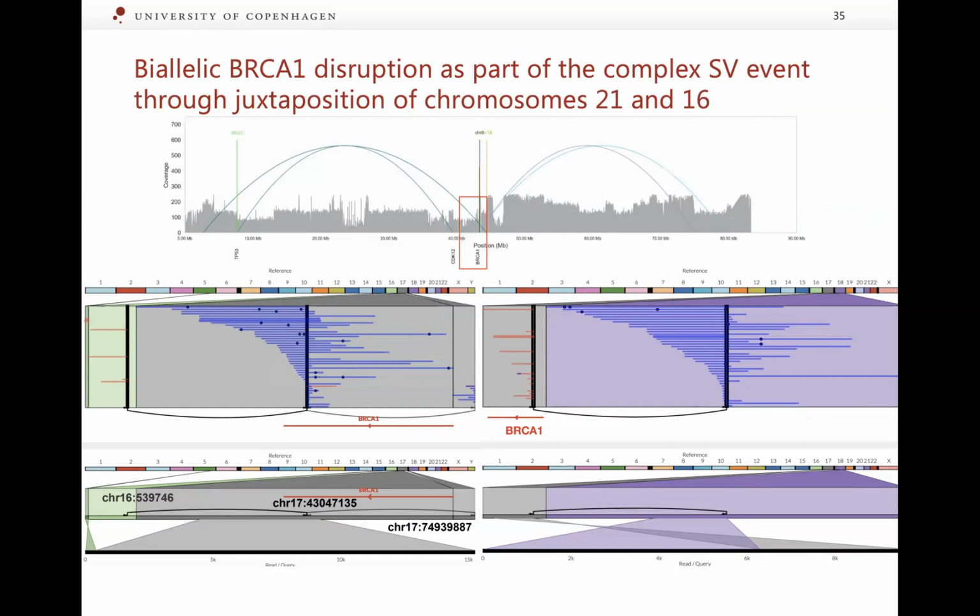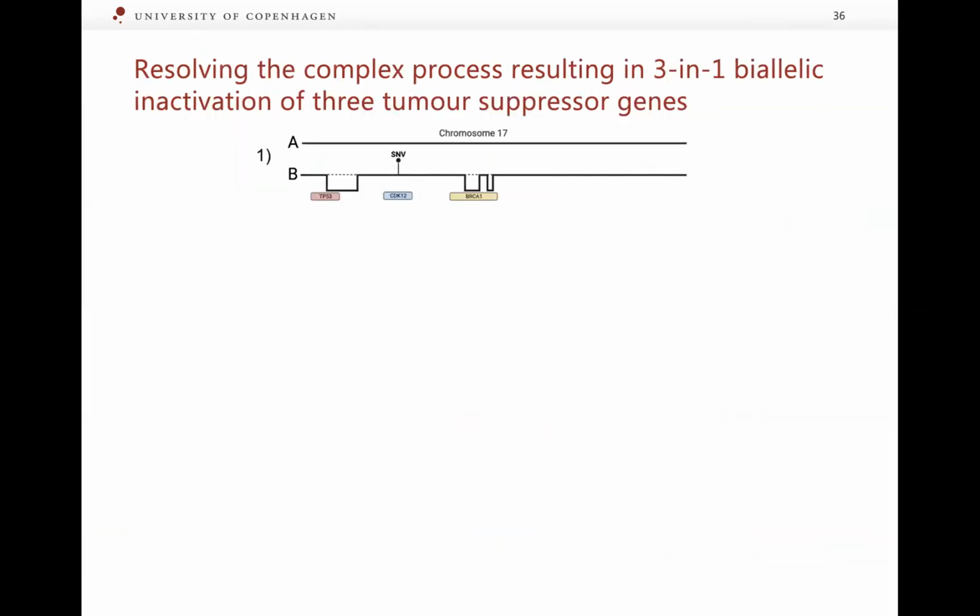So quite fascinating, the same cancer genome, the same chromosome also disrupts BRCA1. So that's also situated in chromosome 21. So here we see yet another breakpoint in the same complex pattern. It's one event happening probably in a single cell cycle, juxtaposing chromosome 21 and 16 and BRCA1 as you see here. So essentially, what we're getting at is we can resolve this really complex pattern.